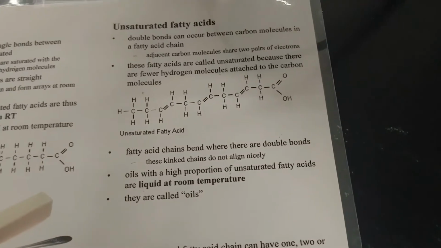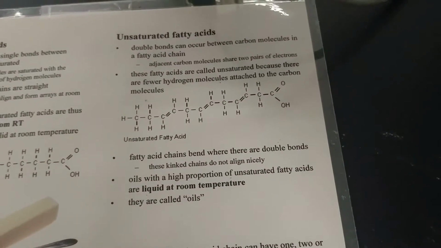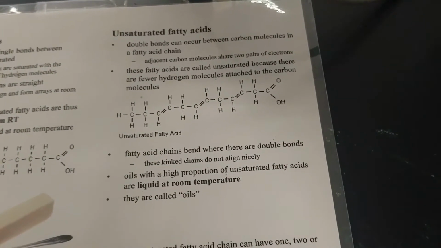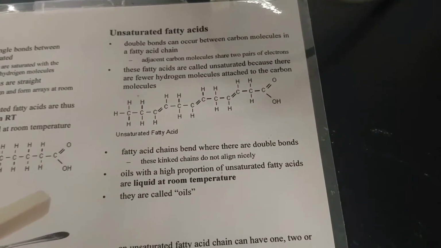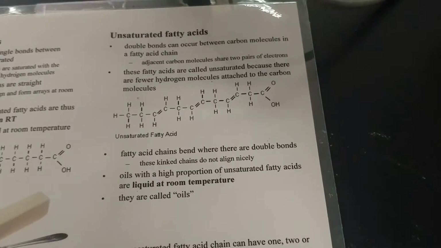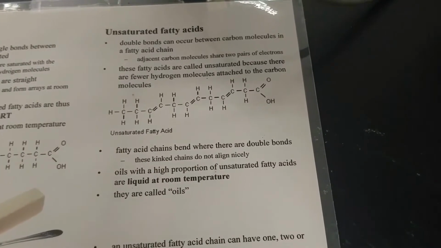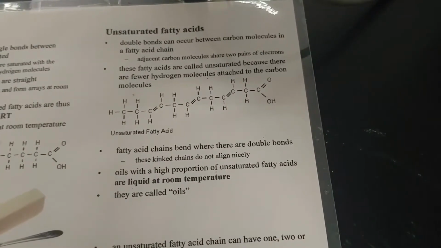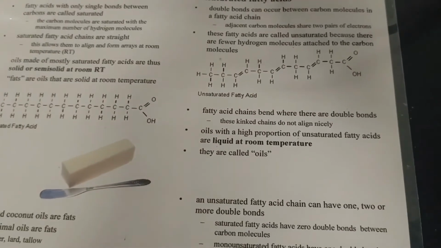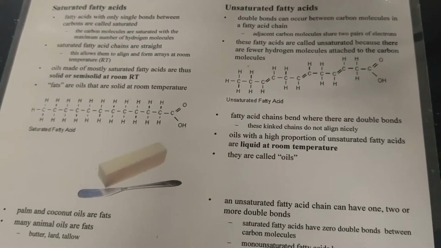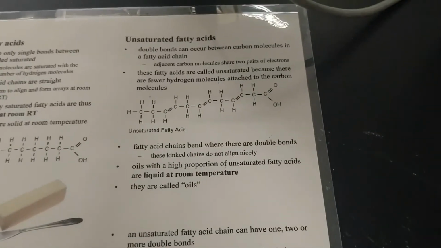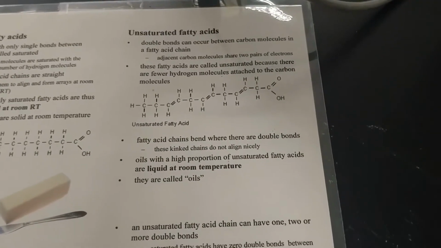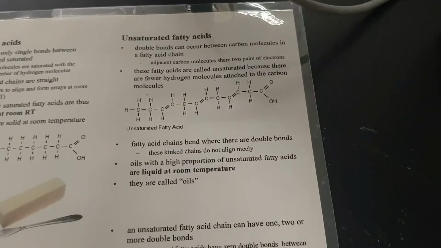Unsaturated fatty acids are ones where they have double bonds in particular places, and that makes these kinks in the oil, which allows them to stay in a liquid form instead of a solid form like this. They don't align perfectly in a beautiful butter stick. Instead, they are kinked chains that are in a liquid form.